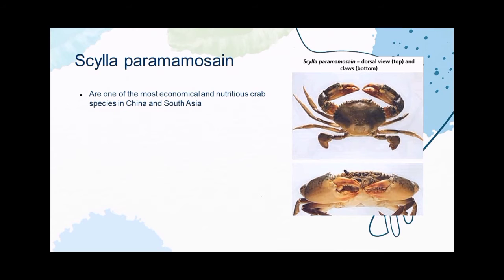The next is Scylla paramamosain, one of the most economical and nutritious crab species found in China and South Asia.